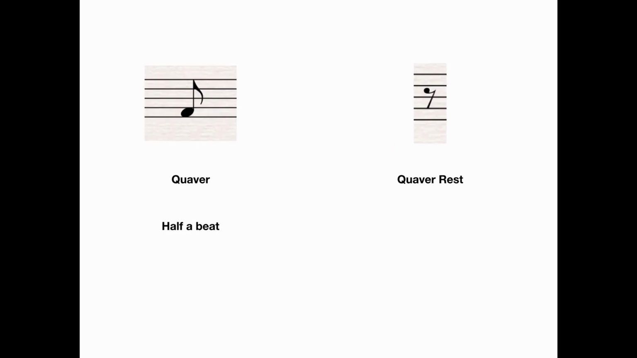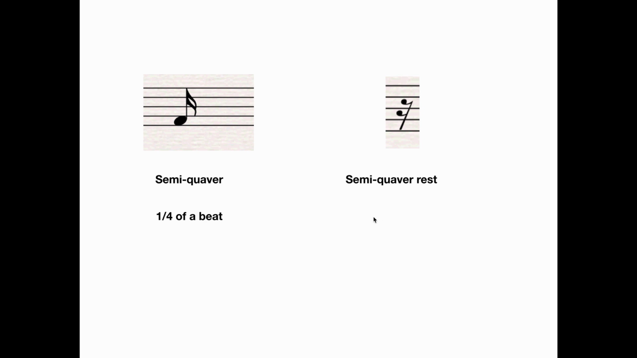Quaver rest. This is what it looks like, half a beat. Personally, I think a nice little way to remember this is to use your imagination a little. It could look like a Q for quaver. Semiquaver rest, similar to the notes, there's just that additional tail off the end of it. And this one indicates that you rest for a quarter of a beat. So rest for a quarter of the time that a crotchet is held for, a semiquaver rest.